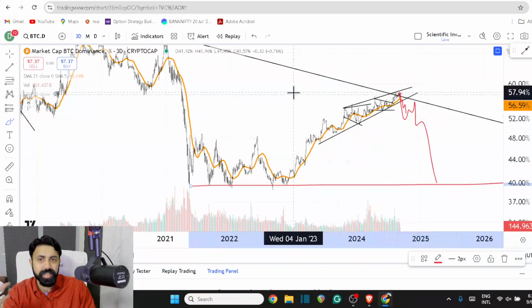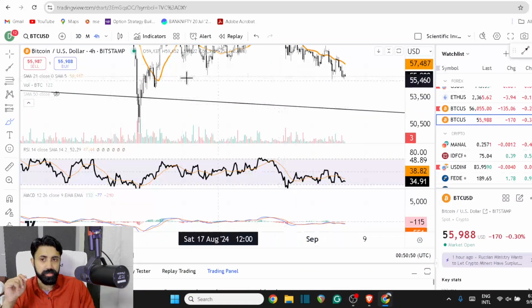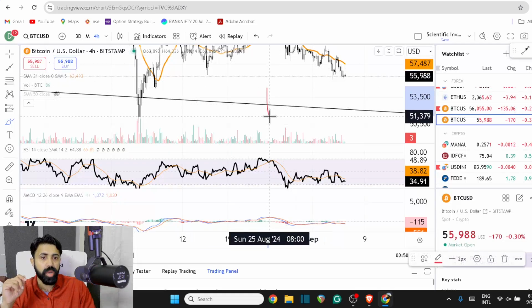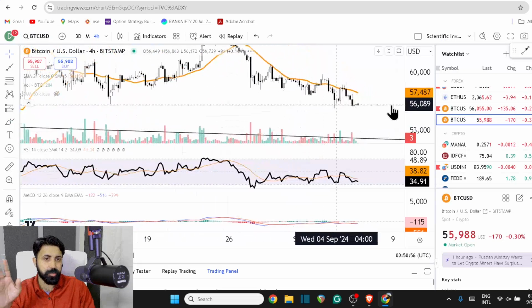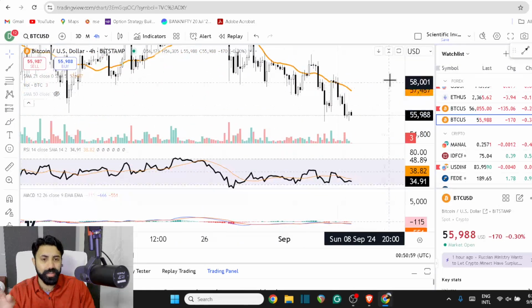Keeping it that simple, now visit Bitcoin. On a short-term leg, what are we watching? The market will show you a lot of different signs, especially when we have all these whales involved.